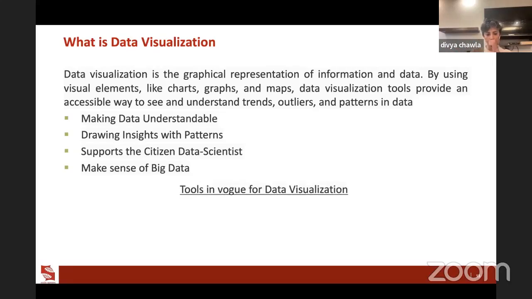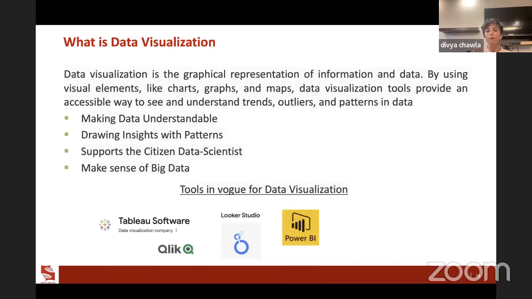So for the benefit of this group, certain tools which are in vogue today for data visualization, very easy to understand and used worldwide, are, you would have heard of Tableau, QlikSense, QlikView, Looker Studio, again, very commonly used, very popular. Power BI, one of the most popular. So this is a Microsoft product extensively used for data curation, data visualization. You have Domo, you have Sisense, and you have so many more, right?